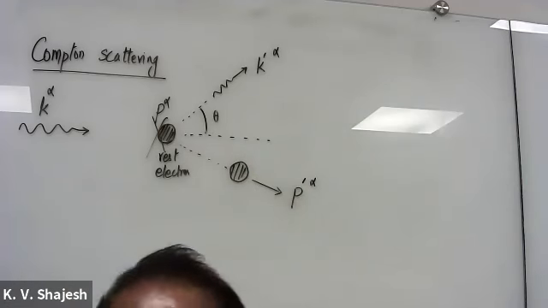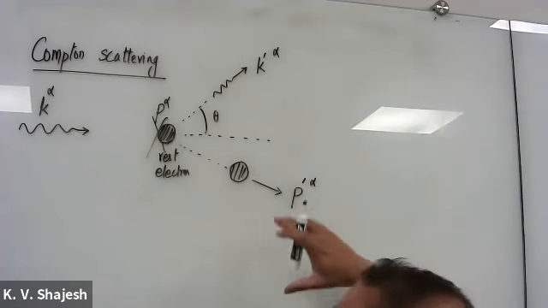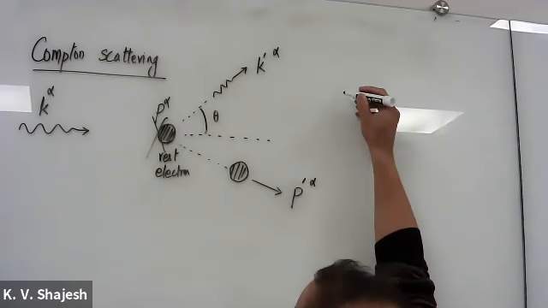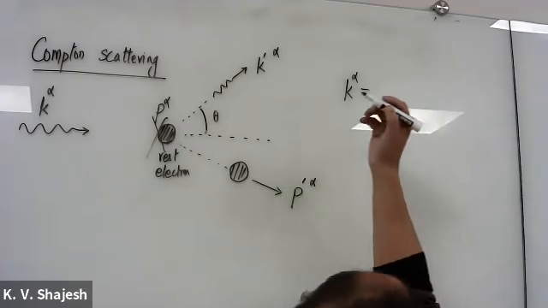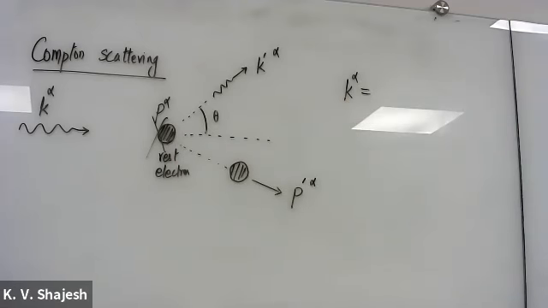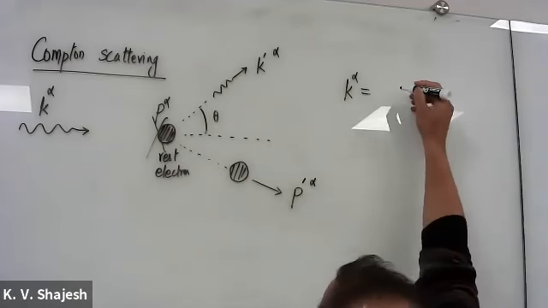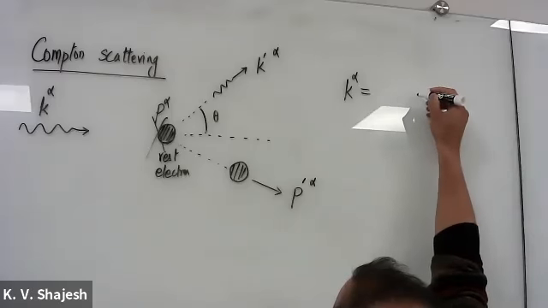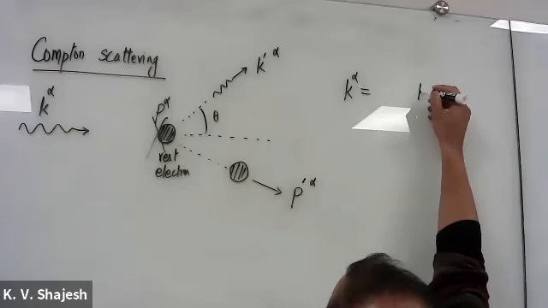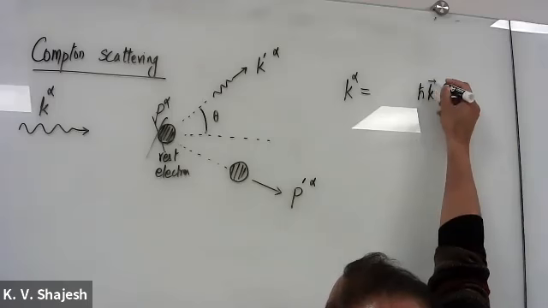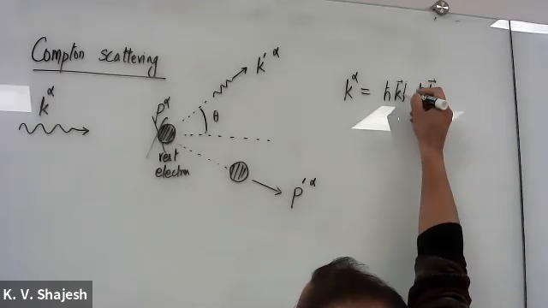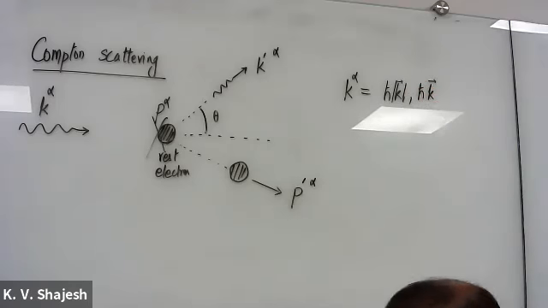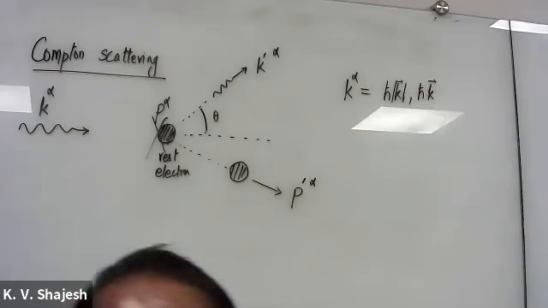What are the things we can say if we are in the rest frame of the electron before the scattering? So k alpha, the photon does not have a mass, so its energy has to be equal to its momentum, and if its momentum is k, this is h bar k, and this h bar has to be the magnitude of that k. Maybe I should write that more clearly.